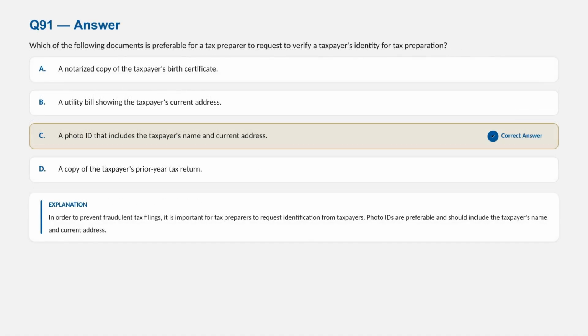The correct answer is C. A photo ID that includes the taxpayer's name and current address. In order to prevent fraudulent tax filings, it is important for tax preparers to request identification from taxpayers. Photo IDs are preferable and should include the taxpayer's name and current address. Great, now let's move to our next question.